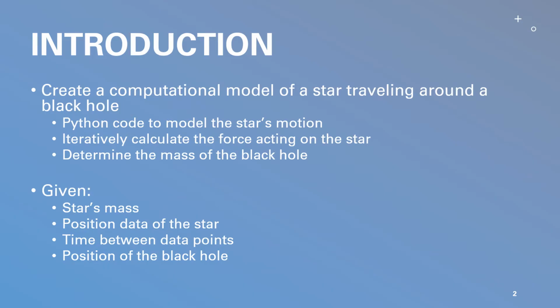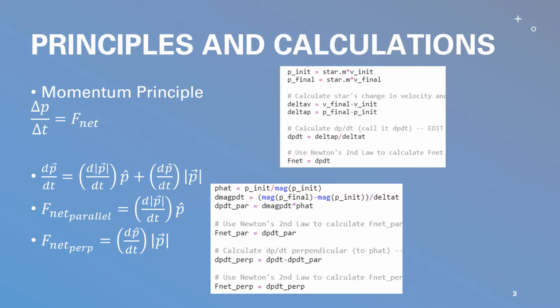In this lab, we're going to create a computational model of a star traveling around a black hole. We use Python to code a model for the star's motion. We will iteratively calculate the net force acting on the star, thus determining the mass of the black hole. We're given the star's mass, position data of the star, time between data points, and the position of the black hole, which is the origin (0, 0).